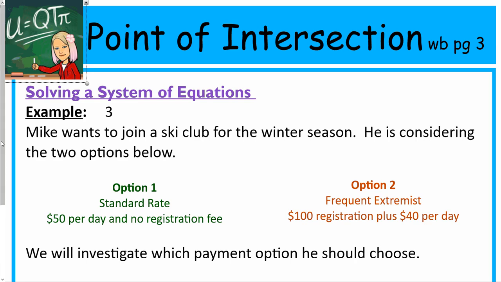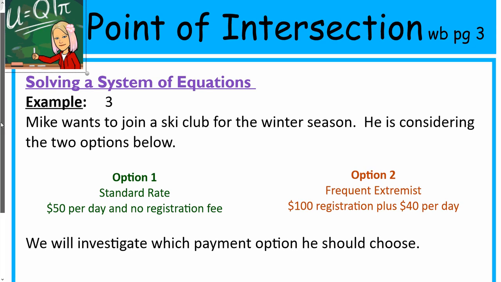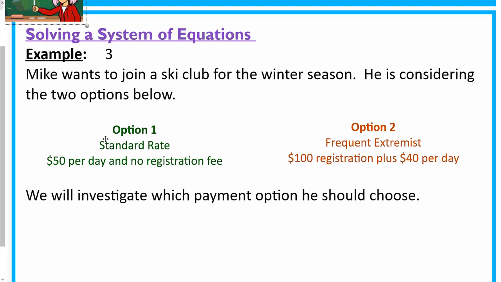All right, and the third example I want to do is a word problem. So we have Mike who wants to join a ski club for the winter season. He's considering the two options below. So option 1 is the standard rate, which means he's just going to pay $50 every time he goes skiing. All right, there's no registration fee. Every time he goes, he's going to pay $50.